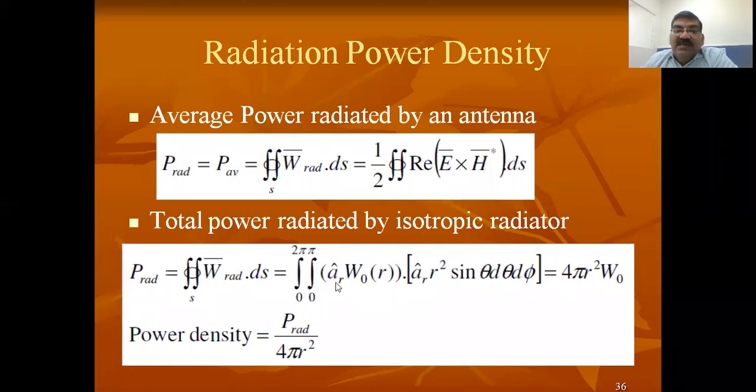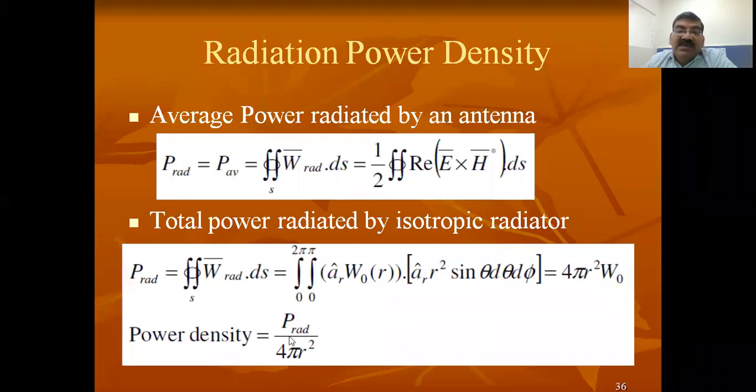And what is this? W_0 is the power radiated, and the entire surface element is along the radius: r square sine theta d theta d phi. It comes from the spherical coordinate system, so for that you have to refer to that video. If you solve this, the result is 4 pi r square W_0. So 4 pi r square W_0 is the power radiated, and power density is the power radiated divided by 4 pi r square.